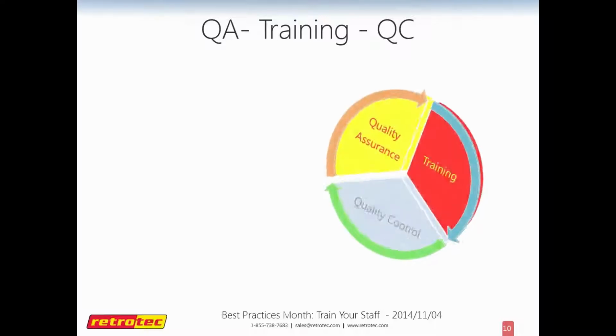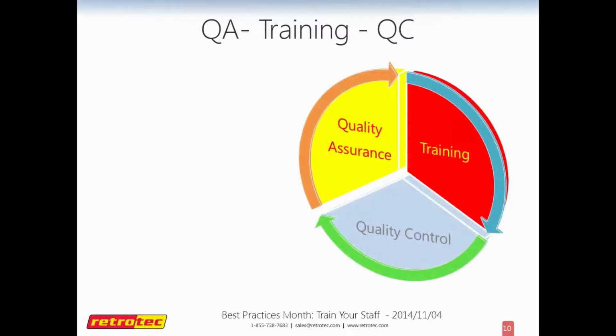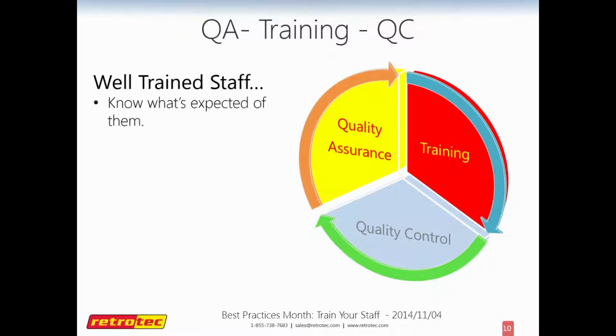Let's talk a little bit about this. What do I mean when I say, I mentioned earlier that quality assurance equals training equals quality control? Well, it's a cycle. And a well-trained staff, they know what's expected of them, like we just mentioned, and that's quality assurance. So your quality assurance plan is your way of saying, this is our process, this is how we do things, this is the way that we want you to do things, right? So that's quality assurance. Well, if you have quality assurance, you can't just say this is how we want to do it. You need to explain to them. You need to train your people.